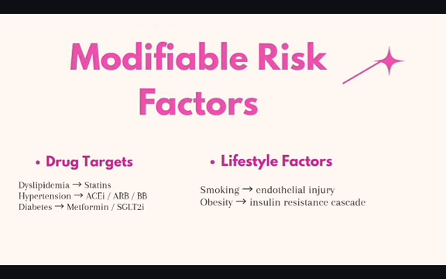Now come the modifiable risk factors, which we can control using drugs. It's very interesting from the pharmacological point of view. First is dyslipidemia, that is high LDL and low HDL. To control it, we give statins. For hypertension, we give ACE inhibitors, ARBs, and beta blockers. For diabetes, we give metformin and, most importantly, SGLT2 inhibitors, and these SGLT2 inhibitors are cardioprotective.